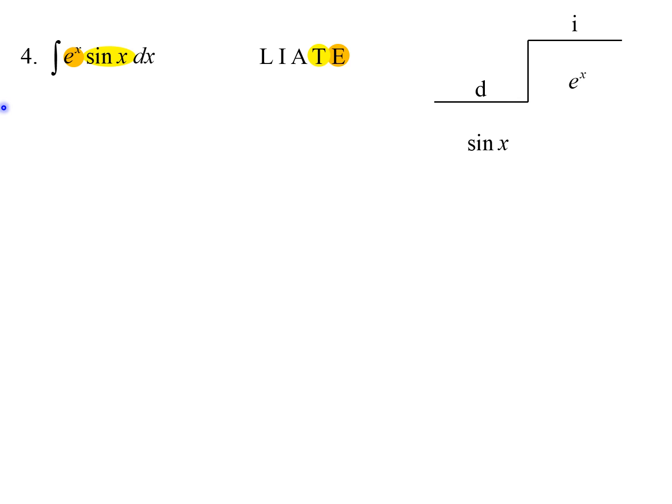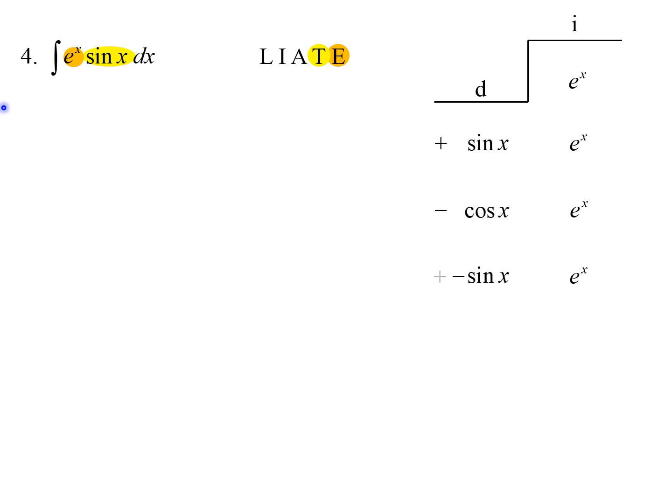So we'll go ahead and take some derivatives of the sine. Derivative of sine is cosine. Derivative of cosine is negative sine. We can keep going. This one's not going to die out to 0, but I'm going to stop right there. Now I'm going to do the antiderivative of e to the x, which is e to the x, and then e to the x, and then e to the x.